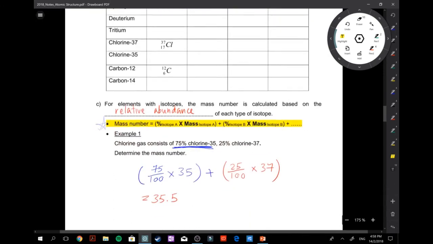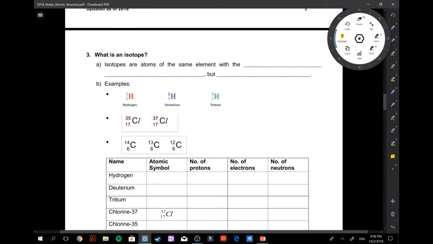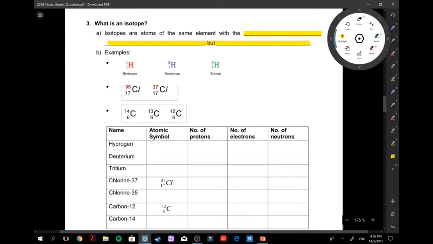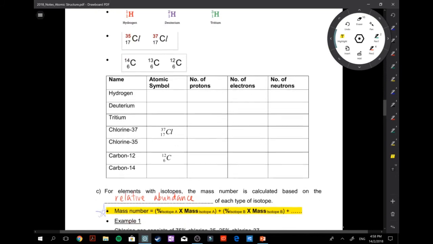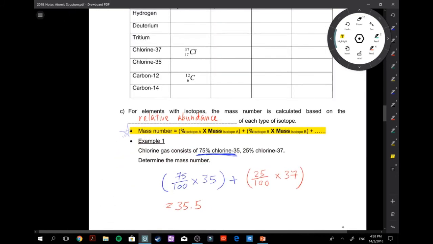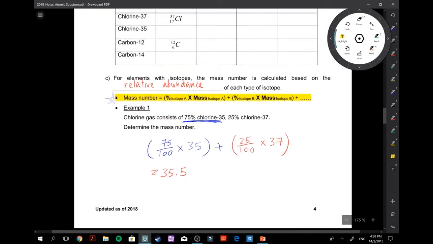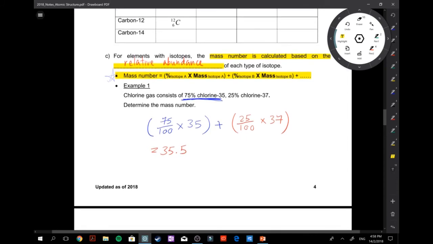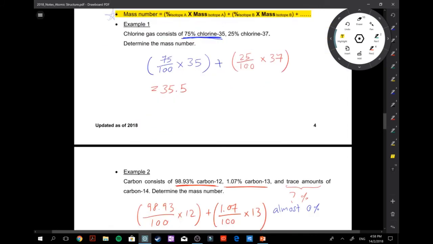Next, we also talk about what exactly are isotopes. Right? Isotopes are the atoms of the same element with the blanks over here should have already filled up, okay, based on what you copy down in the notes itself. Okay? So, they are atoms of the same element with the same number of protons and electrons but different number of neutrons. We talk about a few examples of your isotopes. How to calculate the mass number. Alright, this part is very important. It's calculated based on the relative abundance of each type of isotope, and you must know how to apply the formula in this case.